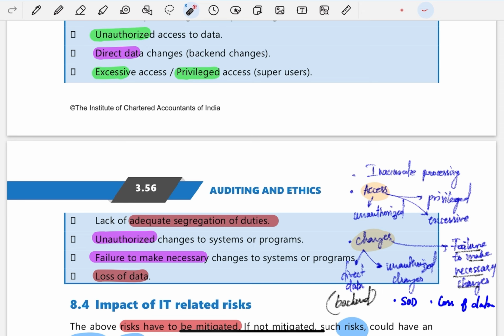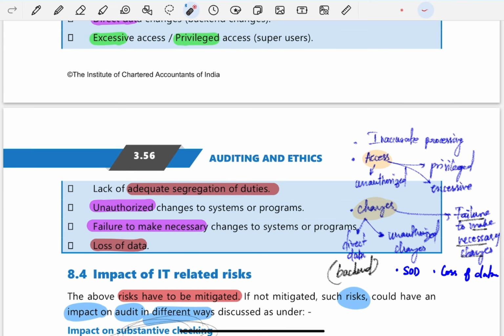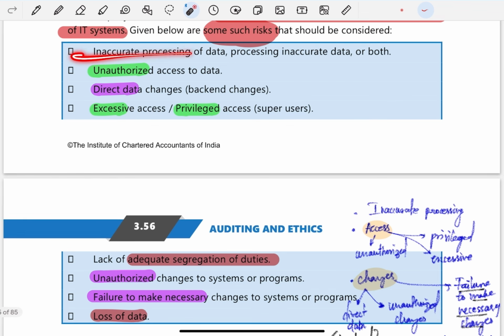So inaccurate processing, then access. Access may have 3 points: unauthorized access, excessive access, and privileged access. Next, we have changes. So in changes, are there any direct data changes like backend changes? Are there any unauthorized changes? Is there any failure to make necessary changes? So there are 3 points related to changes, 3 points related to access. First one is inaccurate processing. Inaccurate processing, unauthorized access, excessive access, privileged access. Then we have direct data changes like backend changes, unauthorized changes, or failure to make necessary changes.